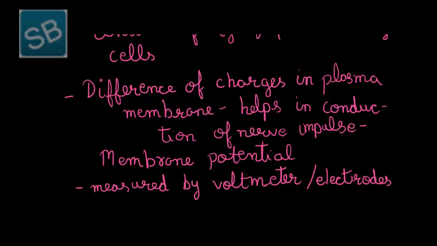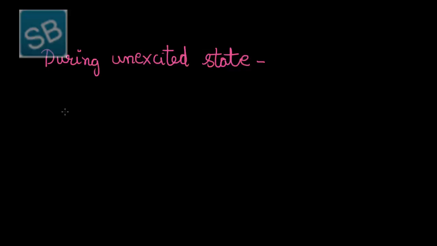Thus, membrane potential occurs during the excited state. However, during unexcited state, that is when there is no energy difference or no electrical charge difference between the cells, then such a state is known as resting potential.